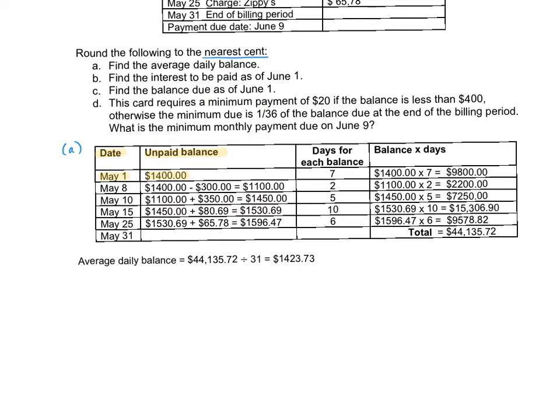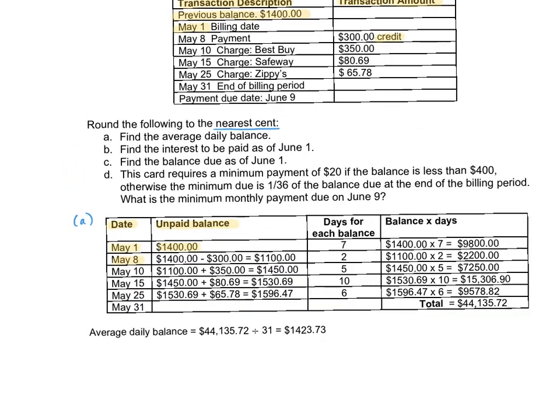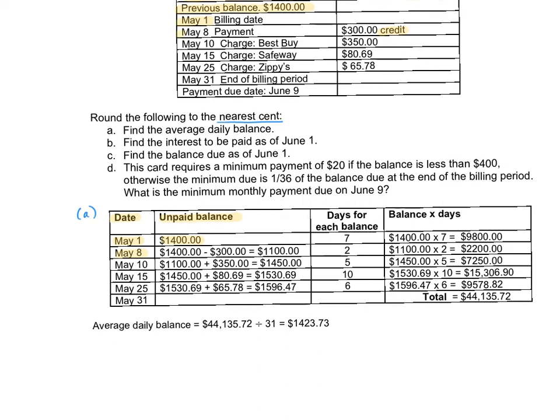So how long was our balance at $1,400? Well, the next transaction was on May 8th. Going back to our table, on May 8th, we made a payment of $300, which means we're going to subtract $300 from our balance of $1,400. So our new balance on May 8th is $1,100.